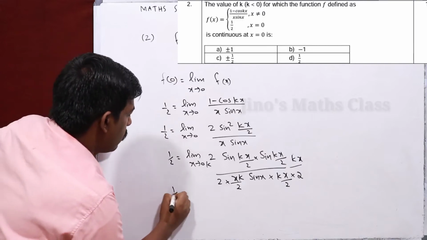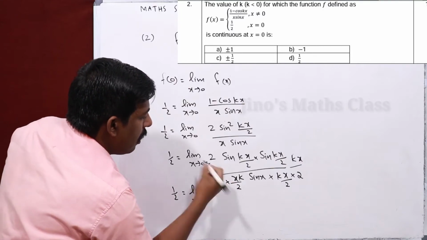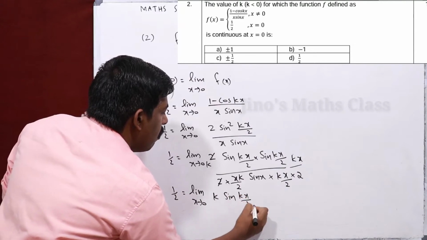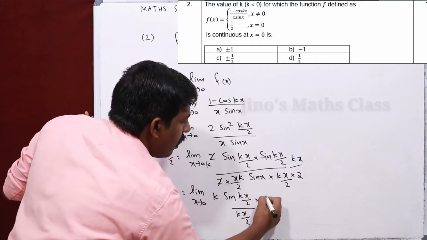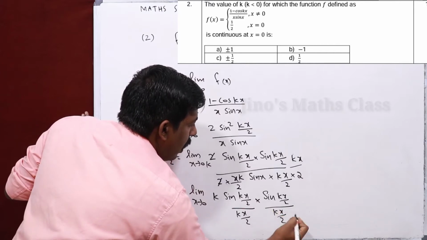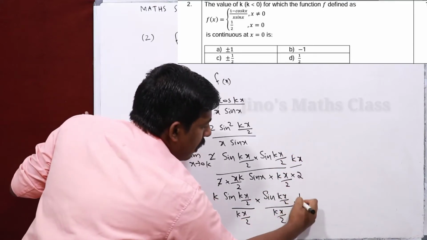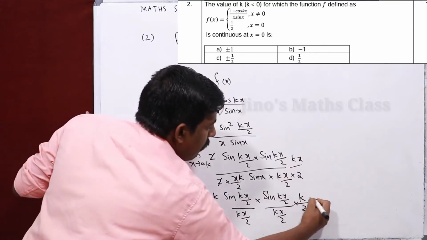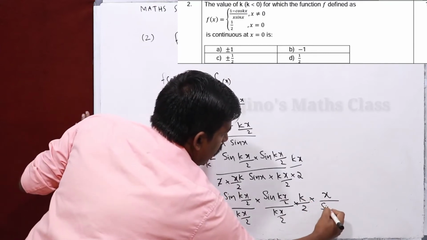Now we can rearrange. So 1 by 2 is equal to limit x tends to 0. Here we can cancel this 2 and we can write it as k sin kx by 2 divided by kx by 2, into sin kx by 2 all divided by kx by 2, and into, here you can see in the numerator we have k, and 2 is there in the denominator, and here we have x, that x I am writing separately along with this sin x.